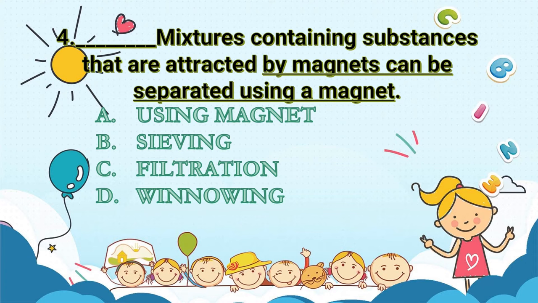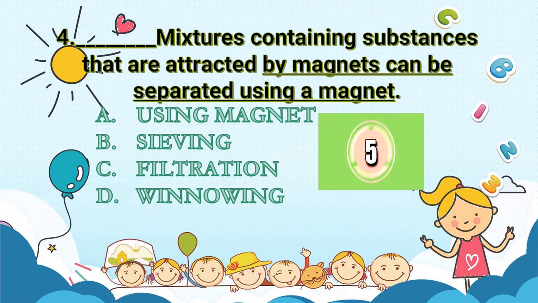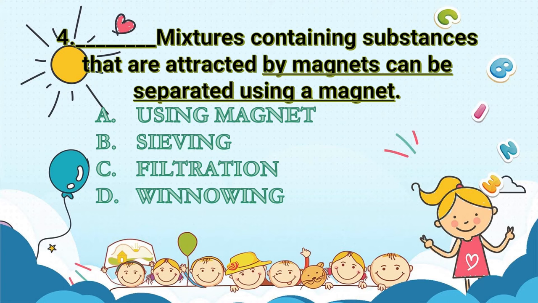Number 4. Blank mixtures containing substances that are attracted by magnets can be separated using a magnet. A. Using magnet, B. Sieving, C. Filtration, D. Winnowing. The correct answer for number 4 is A. Using magnet.